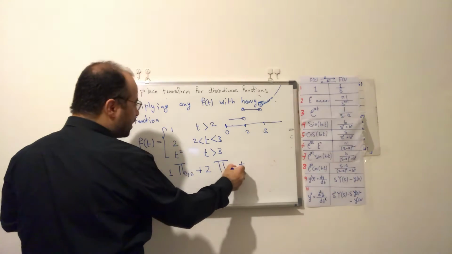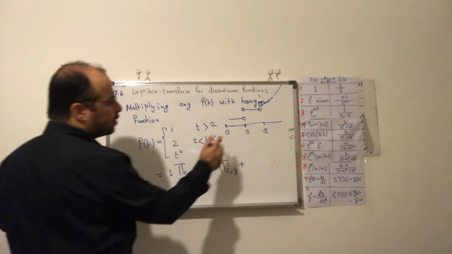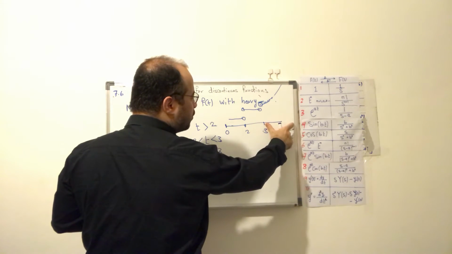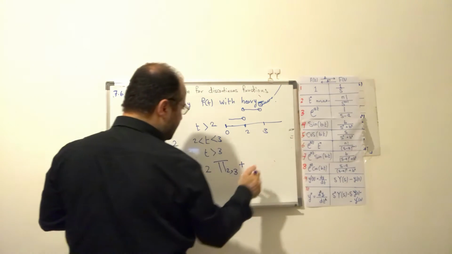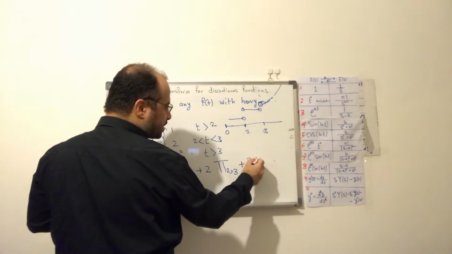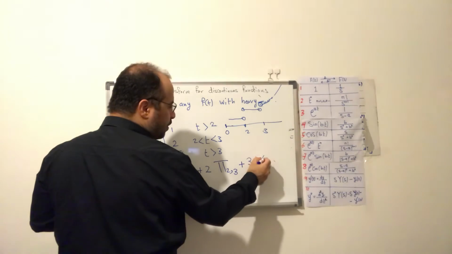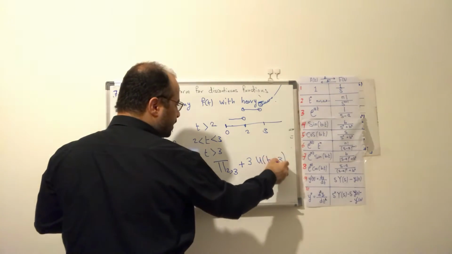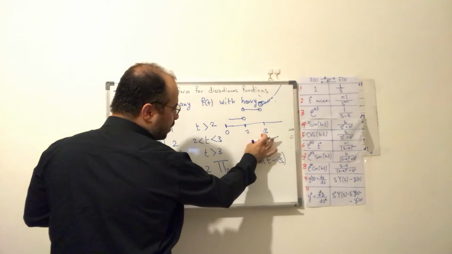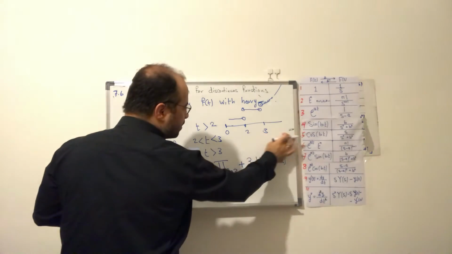And I have the third one. The third one is not a window, so it is a Heaviside function. So I need 1 when t is bigger than 3. For this reason, I have 3 times the Heaviside function, which is u of t minus 3. Imagine that this one is 1 unit when t is bigger than 3.